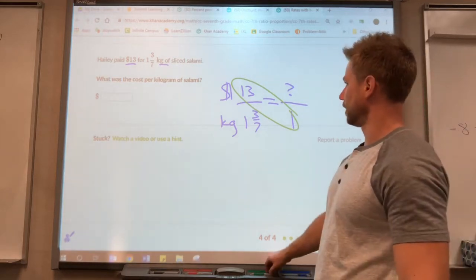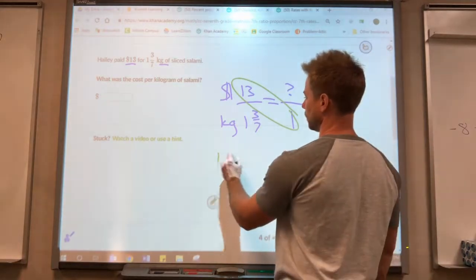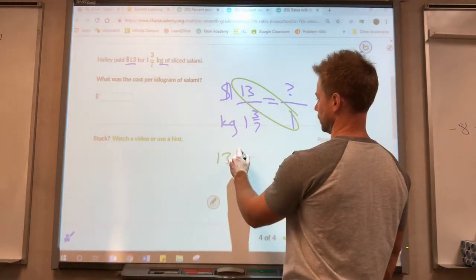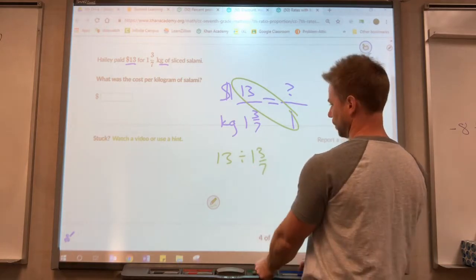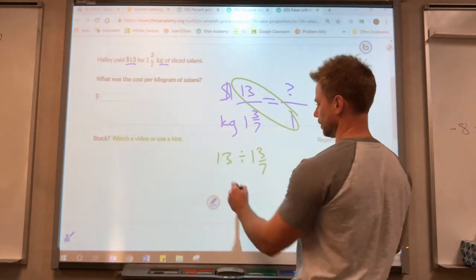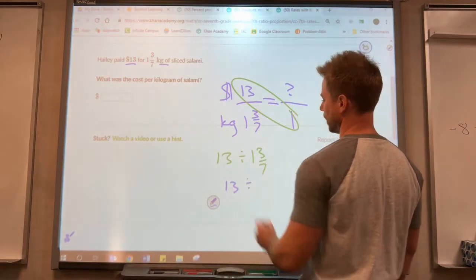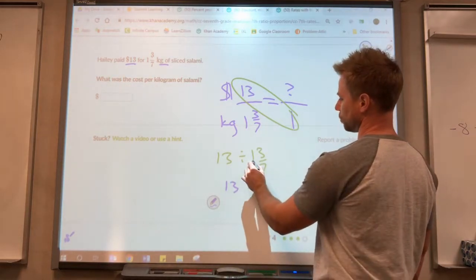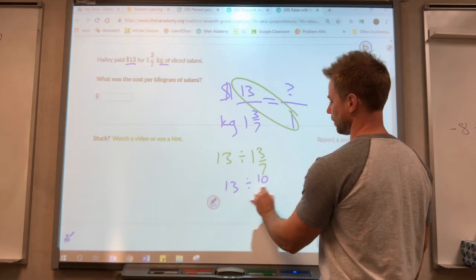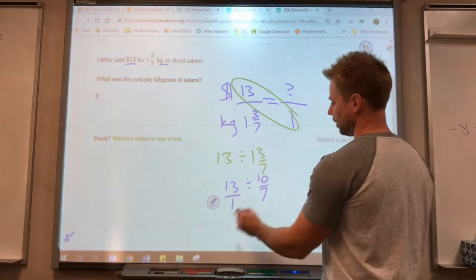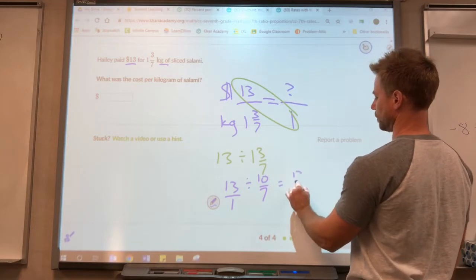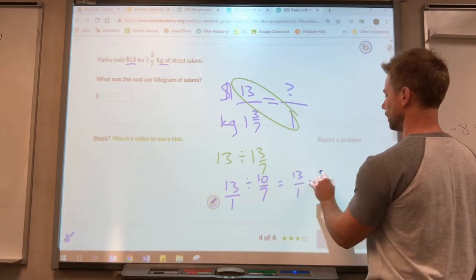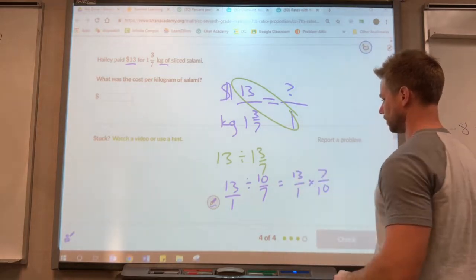So I'm going to do that. We'll do 13. We're going to write this out a little bit. Divided by 1 3/7. I'm going to rock around the clock here. We get 13 divided by 7 times 1 is 7 plus 3 is 10. 10 over 7. We can't divide fractions, so we KFC. That's going to be 13 over 1 times 7 over 10.